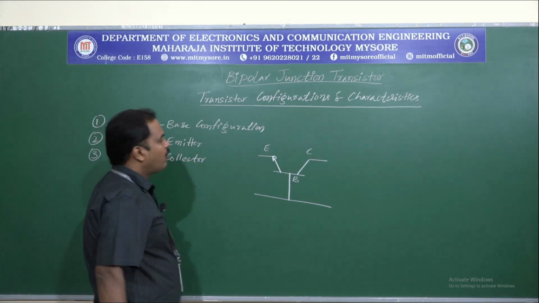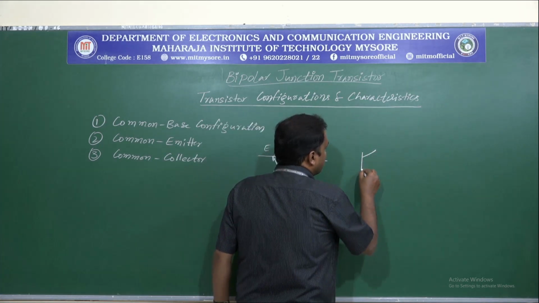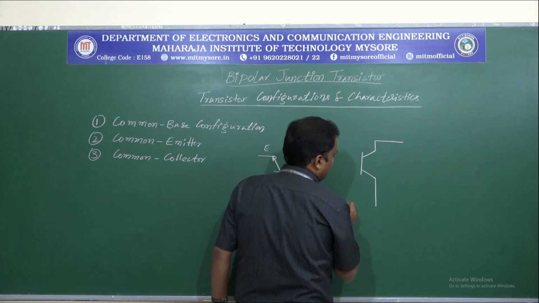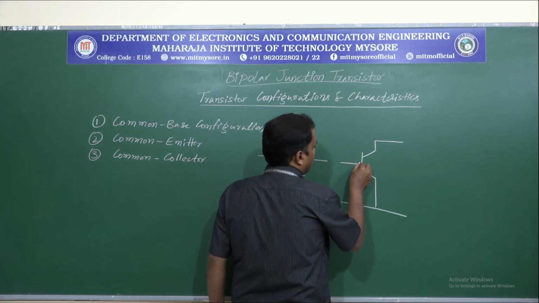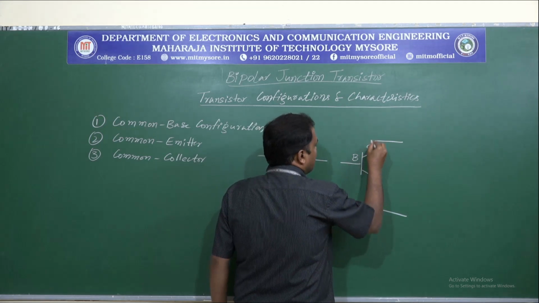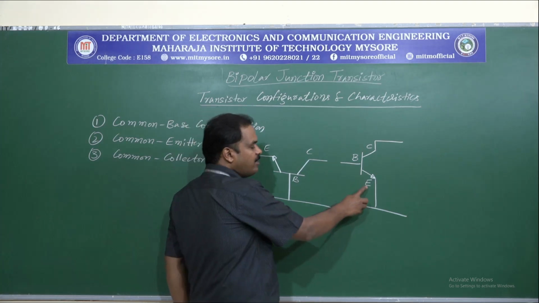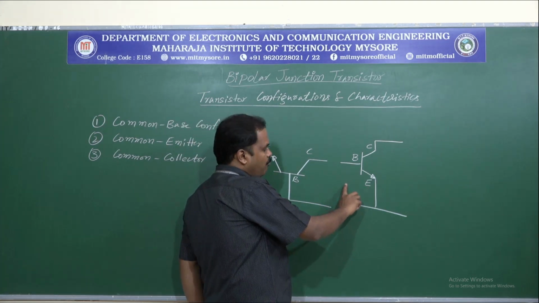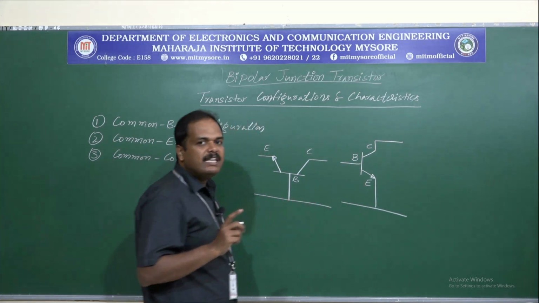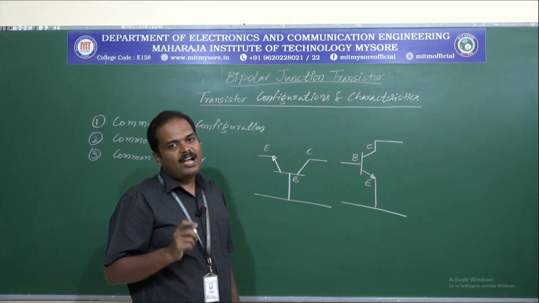Now common emitter configuration. Here the emitter terminal will be common and the circuit looks like this. This is base terminal, this is collector terminal and this is emitter terminal. As we can see here, the emitter terminal is common between the input circuit and the output circuit, or base with respect to emitter forms the input circuit and collector terminal with respect to emitter terminal forms the output circuit.